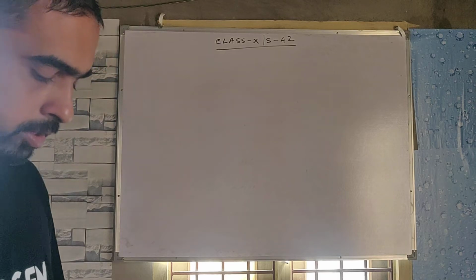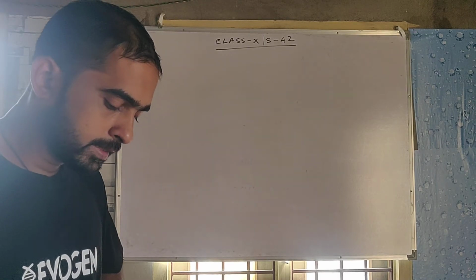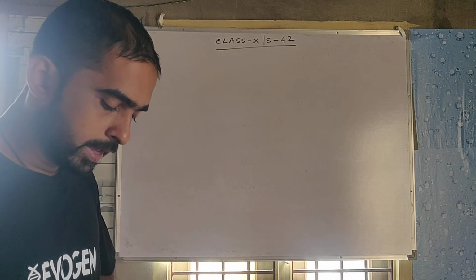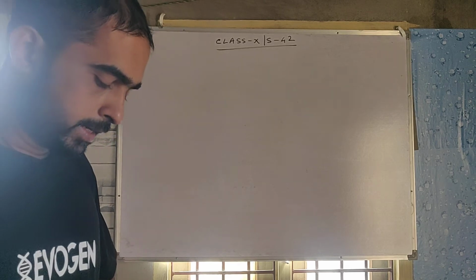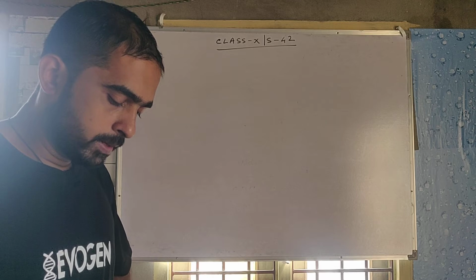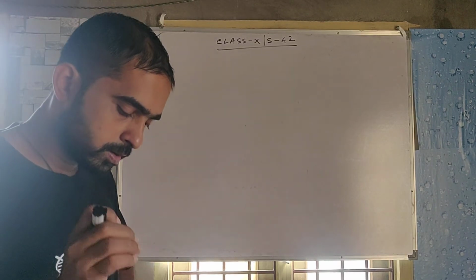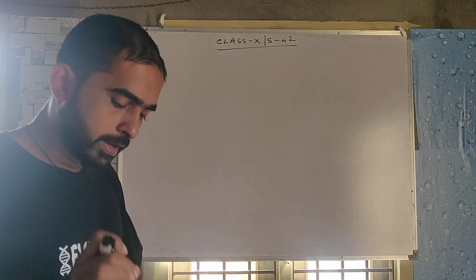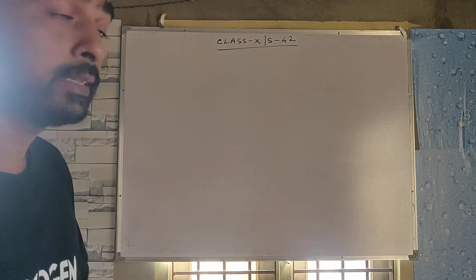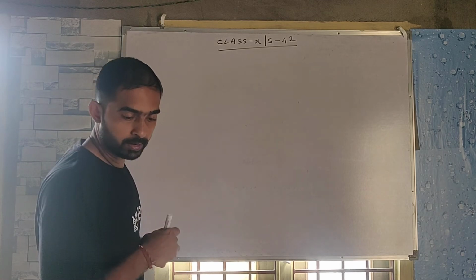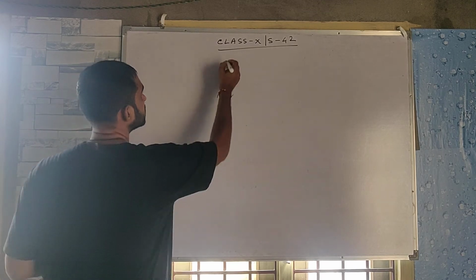Construct an isosceles triangle whose base is 8 cm and altitude 4 cm, and then another triangle whose sides are 1/3 times the corresponding sides of the isosceles triangle. So first of all, we have to draw an isosceles triangle whose base is 8 cm and altitude 4 cm. Exercise 11.1, question number 4.